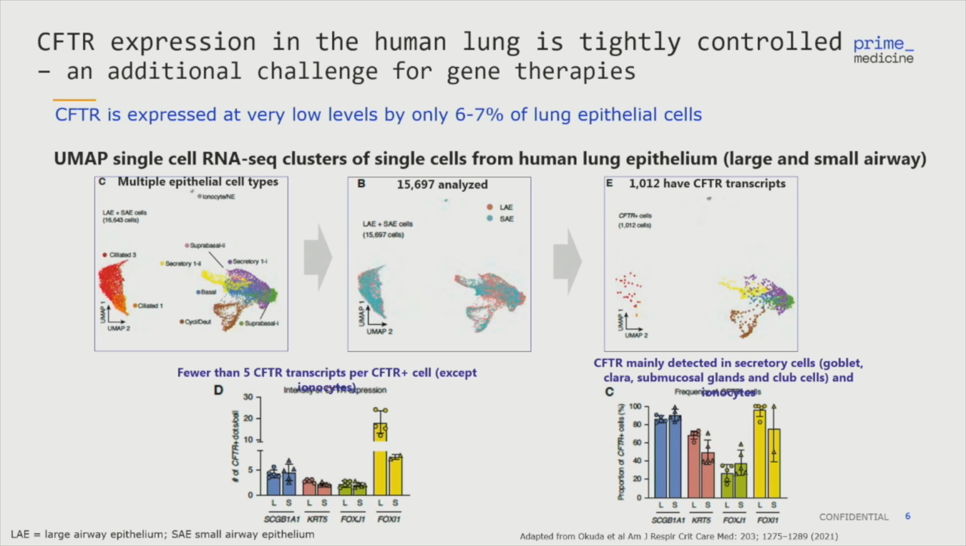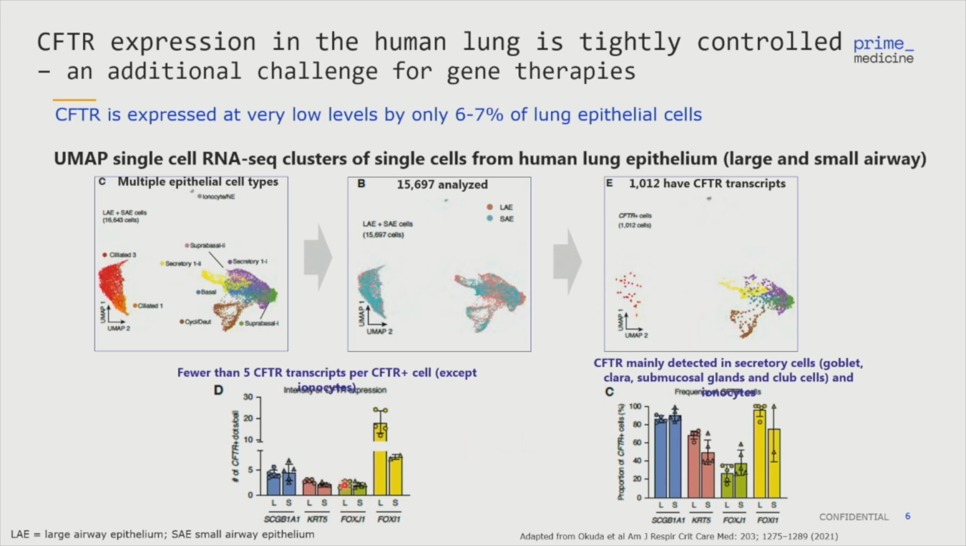And probably the reason that very few cells in the epithelium of the lung actually make CFTR is probably important. So this is a data set just showing you that only 6 to 7% of lung epithelium expresses any CFTR. Just shown here, of 16,000 lung epithelial cells analyzed by single-cell-seq, only 1,000 of them have any CFTR. Here they are shown on a phenotypic map.